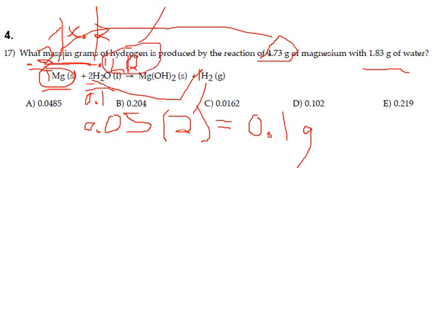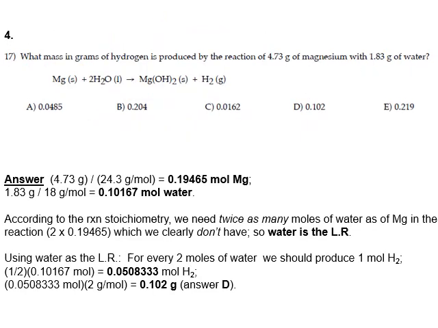And then once you know that this is the one that's going to run out first, you want to use this one to figure out how much product you can make, whether they ask for magnesium hydroxide or whether they ask for H2. Now in this case they asked for H2. So we wound up with an answer here, just doing it roughly. We said it was about 0.1 grams. We have an answer choice here that's close to that, so I'm going to go with D. Next slide. And it turns out that that's actually correct. So let's go to the next slide.